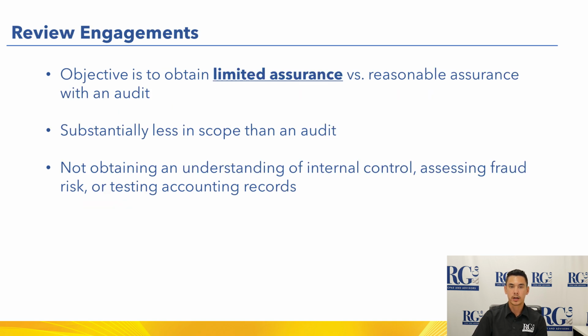So now that we've covered audits, the next type of engagement is a review. When comparing audit and review engagements, one of the main differences is related to the objective. So if you remember, the objective of the audit was to obtain reasonable assurance, while with the review engagements, the objective is to obtain limited assurance. So review engagements are also substantially less in scope than an audit.